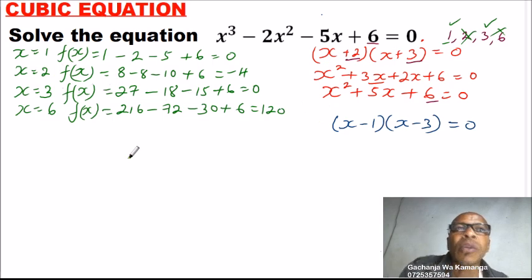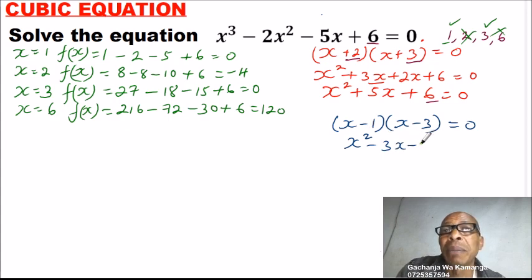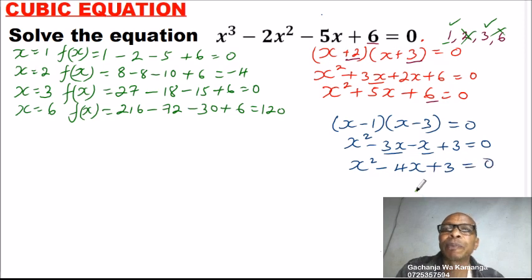Now with this, we can expand. X multiplied by x is x squared. X multiplied by minus 3 is minus 3x. We have x minus 1 multiplied by x, that is minus x. And minus 1 multiplied by minus 3 gives you 3, equals 0. Put the like terms together, so we have x squared minus 4x plus 3 equals 0.